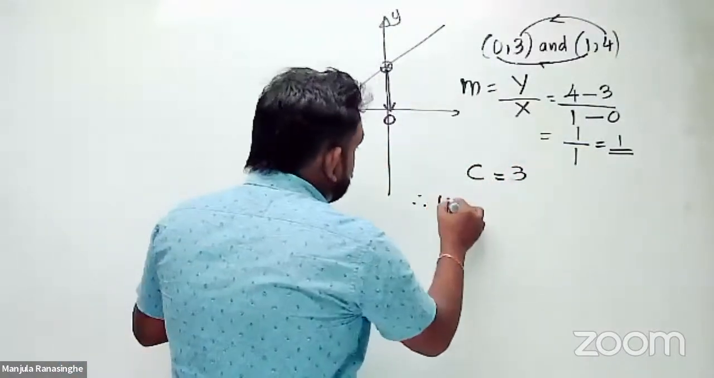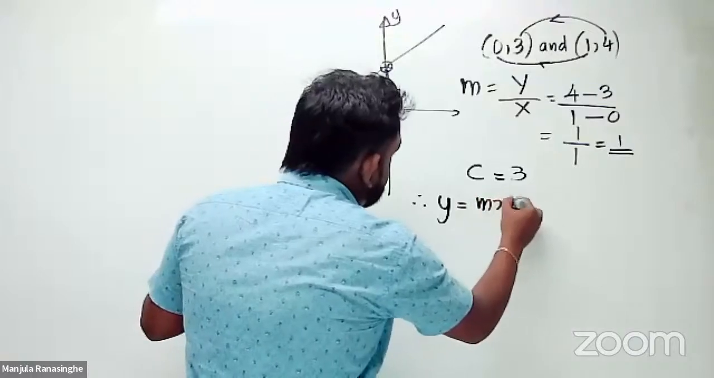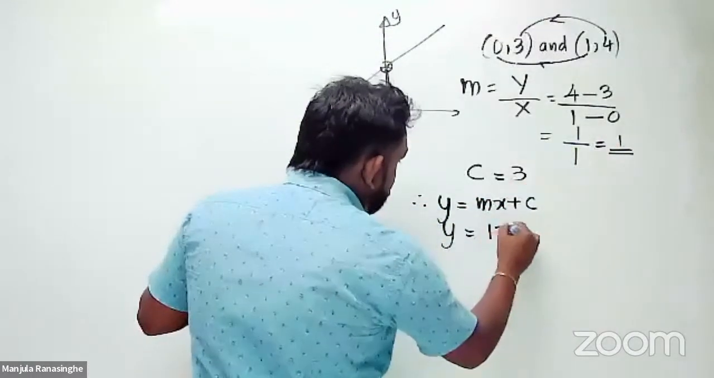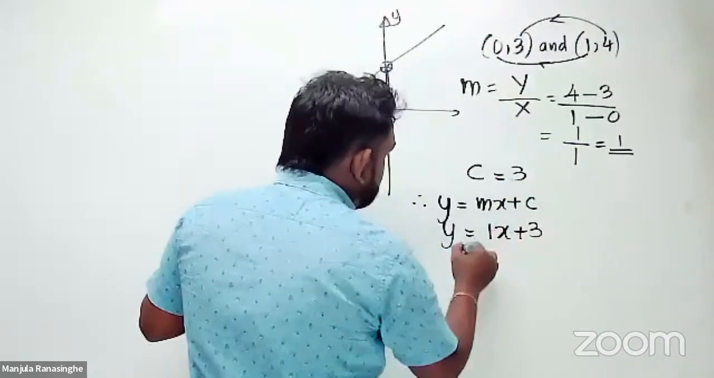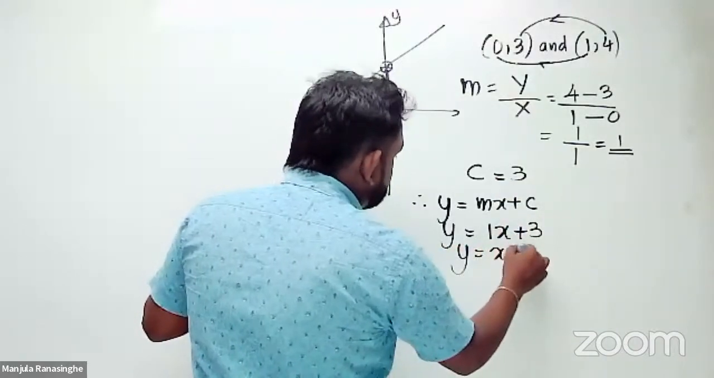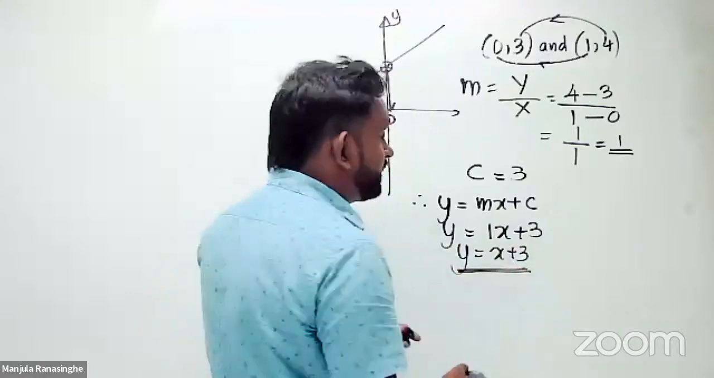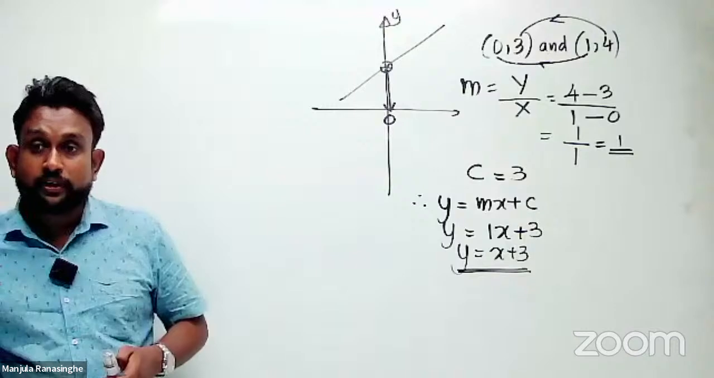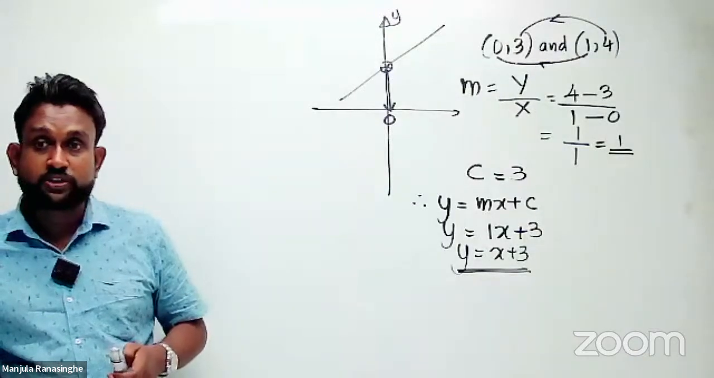Then you can write down y equals mx plus c, that is the model. So you write m as 1, 1x plus c, c is plus 3. So you can write y equals x plus 3. You can keep the 1 silent, no problem. Okay, right. Now we are moving to question number 16.